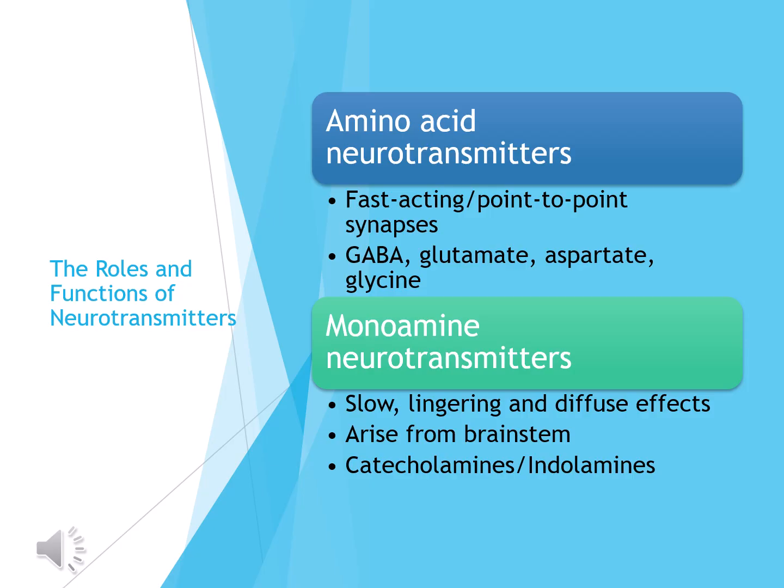So we have the amino acid neurotransmitters, and these are the individual building blocks of proteins. They also serve as the neurotransmitters at fast-acting or point-to-point synapses. There's conclusive evidence that glutamate, aspartate, glycine, and GABA are neurotransmitters.